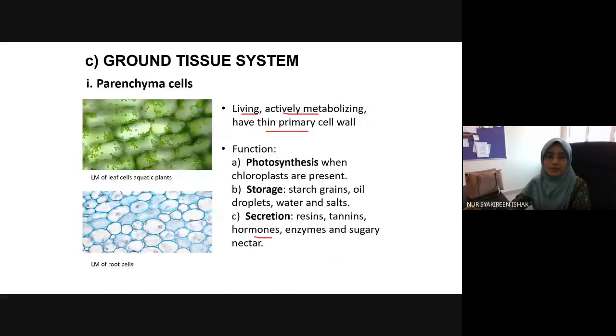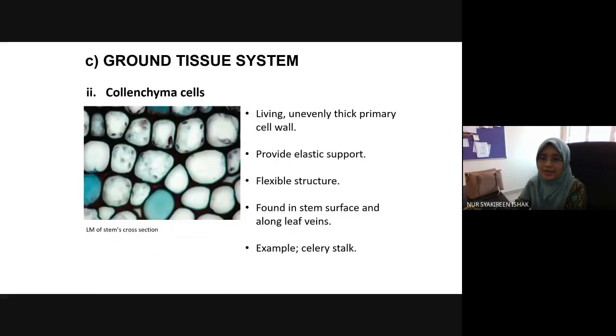The second last one is collenchyma. So it is living, with unevenly thick primary cell wall. So they have unevenly thick primary cell wall, which provides elastic support. It is flexible and found in stem surface and long leaf veins. Okay, examples: celery stalk. Kalau familiar jenis yang suka makan sayur ke, tahulah celery stalk tu macam mana. Celery stalk tu adalah sayur yang dia panjang. Kalau nampak struktur dia fleksibel kan, so boleh lentur-lenturkan celery stalk tu tanpa menyebabkan dia senang nak patah. Okay.